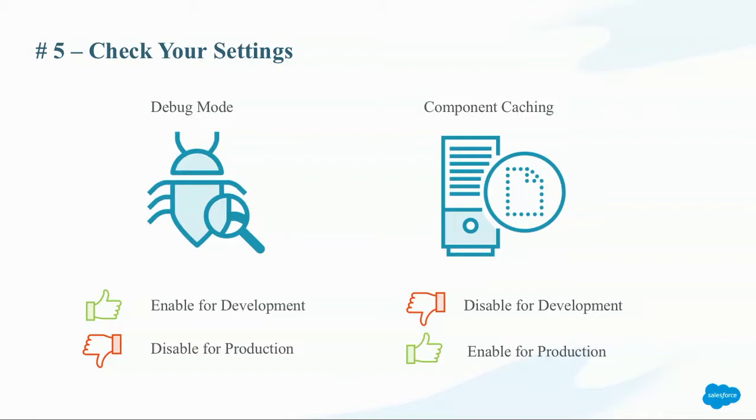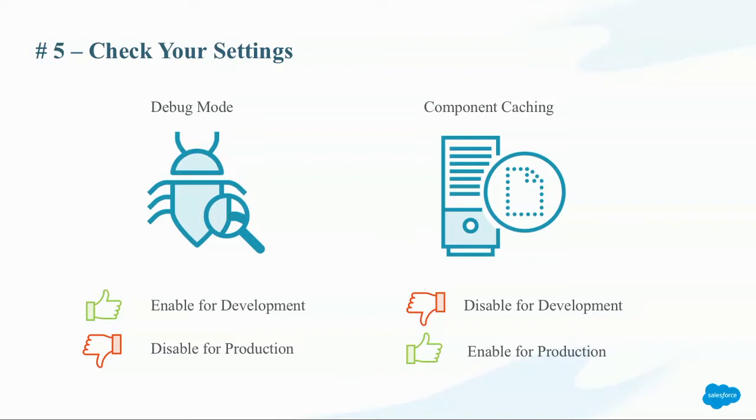But in production, you definitely want to make sure that is not enabled, because what it's going to mean is that all your JavaScript and CSS is not going to be minified. And so it's going to take longer to download and longer to render. For component caching, the opposite is true.